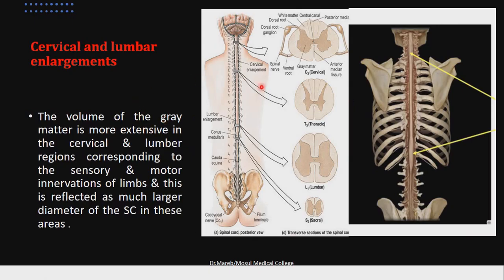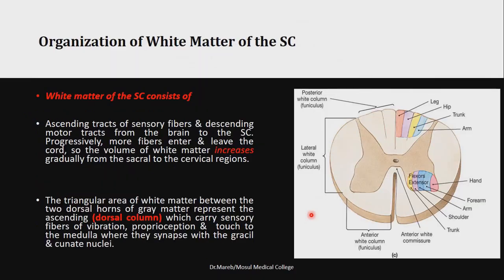Another difference: if you look here, this is the spinal cord. You can see there are two enlargements, one in the cervical region and the other in the lumbar region, due to the increase in the volume of the gray matter in these two areas, because these correspond to the sensory and motor innervation of the upper limb and the lower limb. So the volume of the gray matter in the cervical and lumbar regions is more than in other areas. This is another difference from the thoracic and sacral segments of the spinal cord.